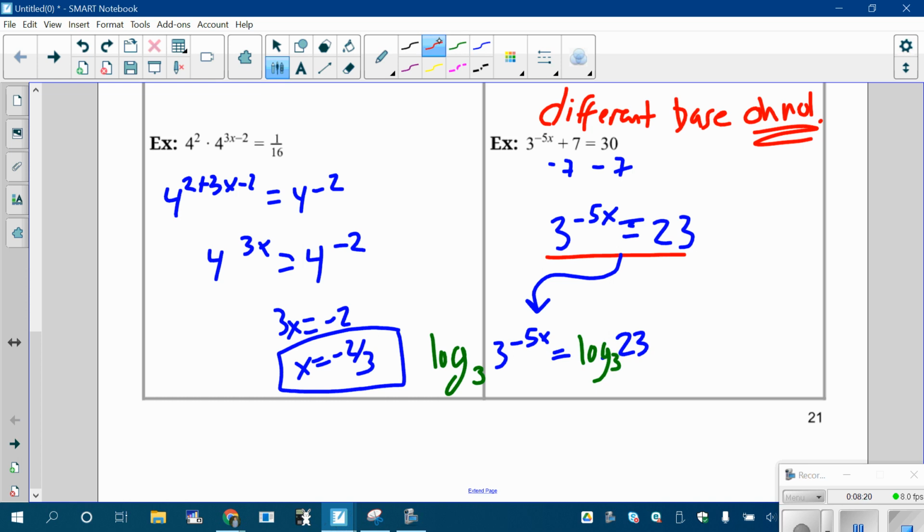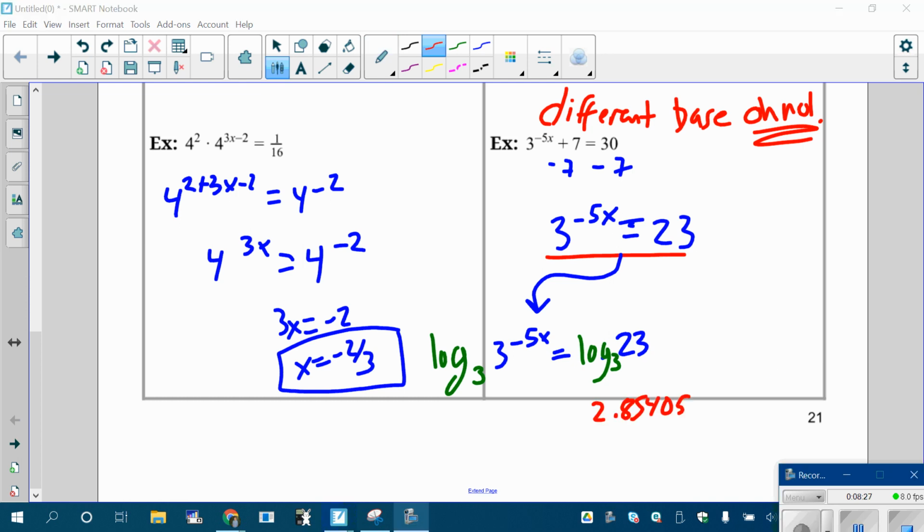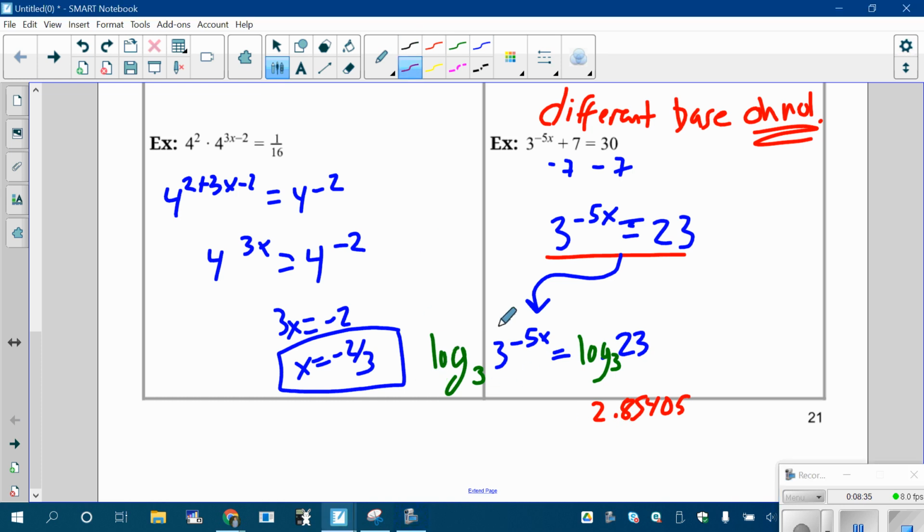On the right side, log base 3 of 23 is a number. Type in your calculator log base 3 of 23. Check. You should keep this value in your calculator for now, but I'm just going to round it here. On the left side, look at what I have: log base 3 of 3 to the negative 5x. Remember what a log says? It says, this to what power is this? Think about it for a second. 3 to what power is 3 to the negative 5x? Well, that's just negative 5x. Another way to think about it is this log and this exponent cancel each other out, because they both have the same base.